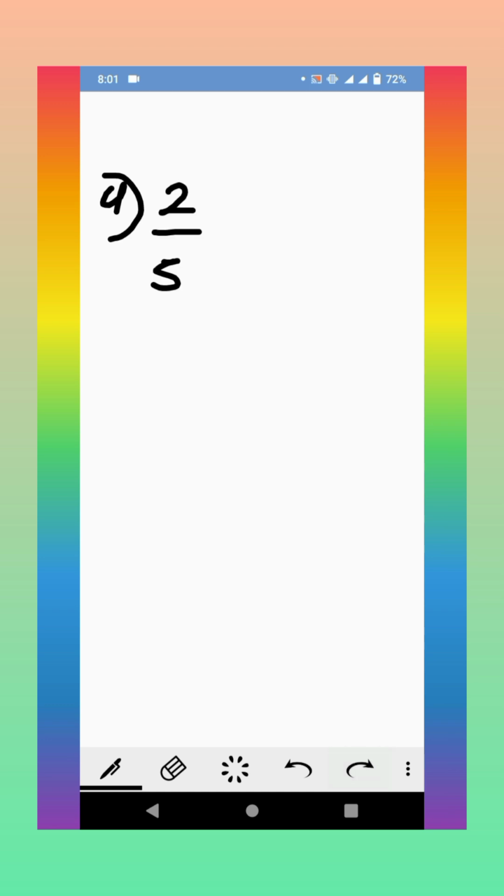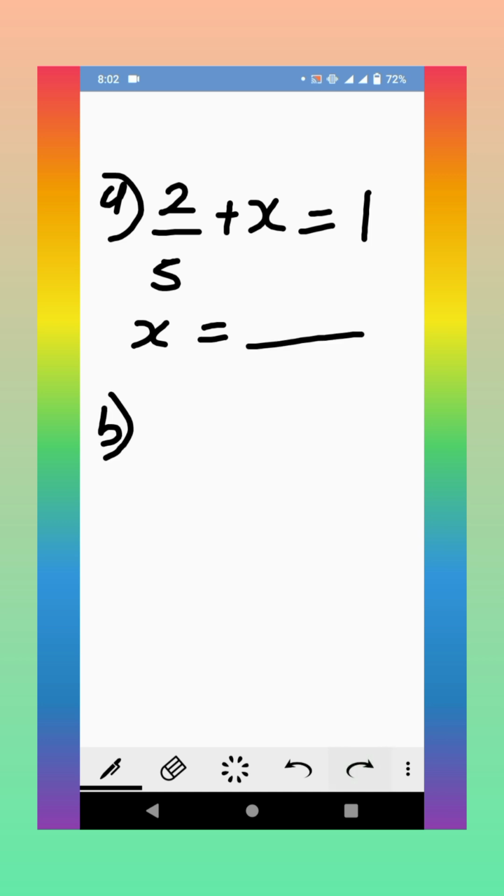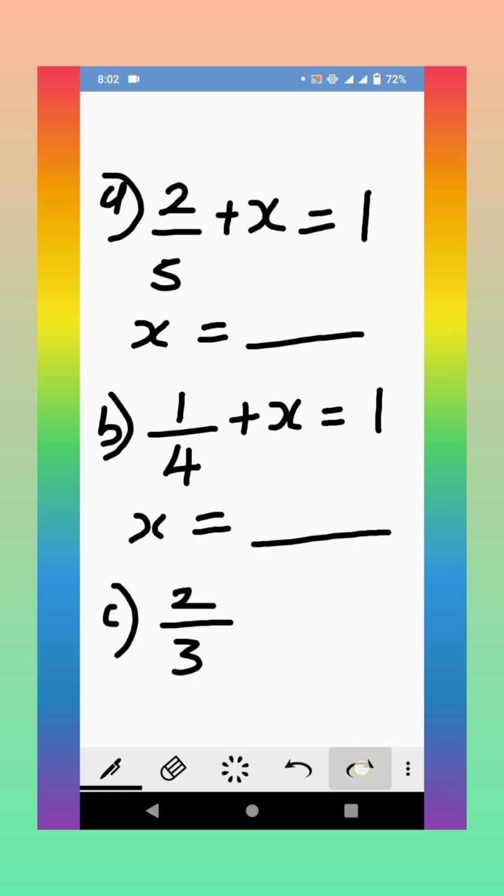So if we have 2 over 5 plus x equals 1, as in what will you add to 2 over 5 that will give you 1? In case you were asked, what will your answer be? You can drop your answer in the comment section below. We are waiting for your answer. Here, what will you add to 1 over 4 that will give you 1? Alright, okay, what is your x equal to? The last one is, what will you add to 2 over 3 that will give you 1? You can pause the video and drop your answer, or you just move forward to see the answers.